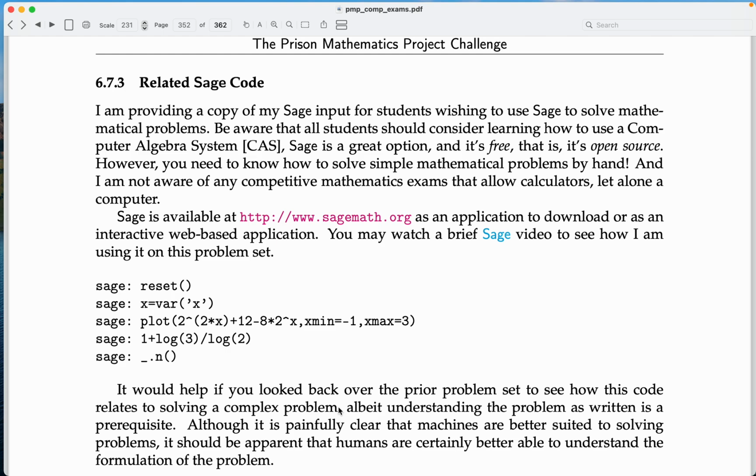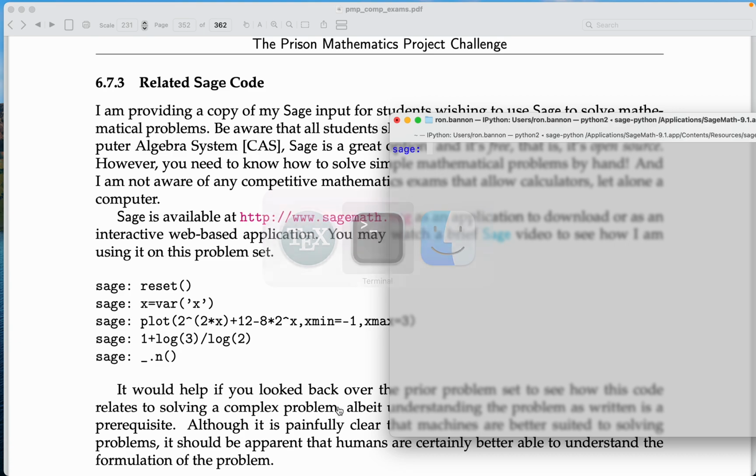We're in section 6.7.3, and we're talking about using Sage now. All right? Looks like some pretty simple commands to type in. Reset, defining a variable x, and plot, P-L-O-T, where they're going to plot 2 to the 2x, that's 2 star x.